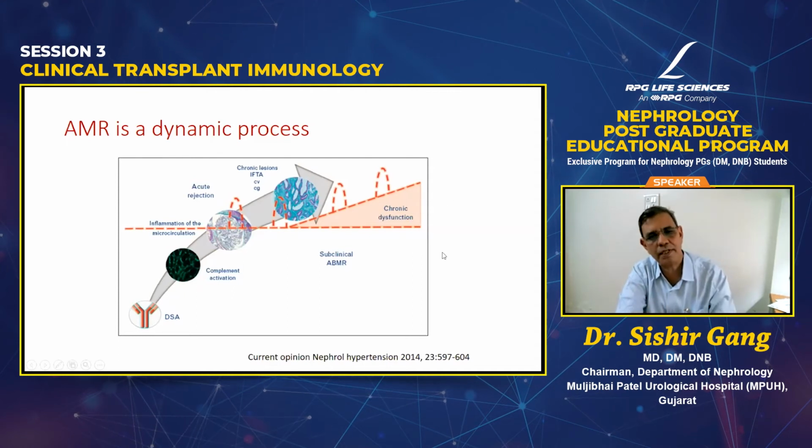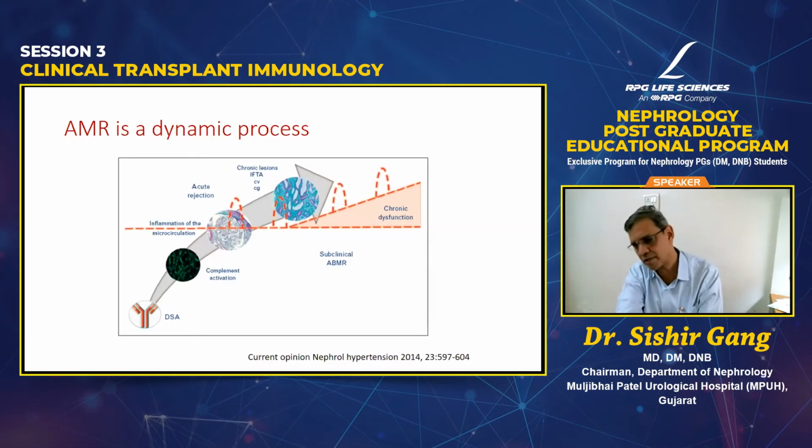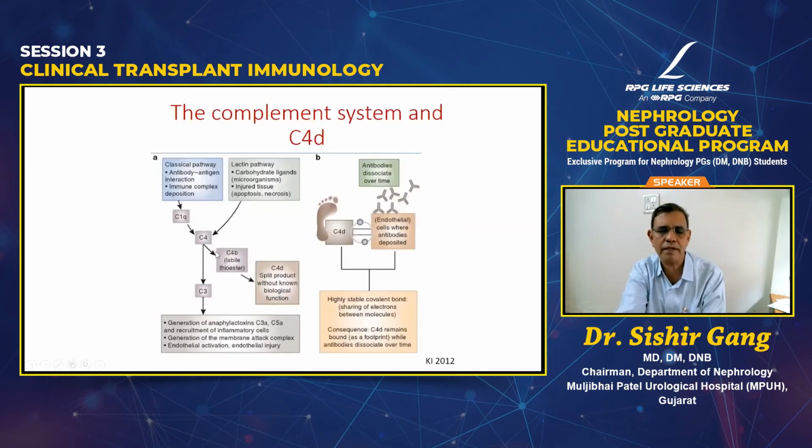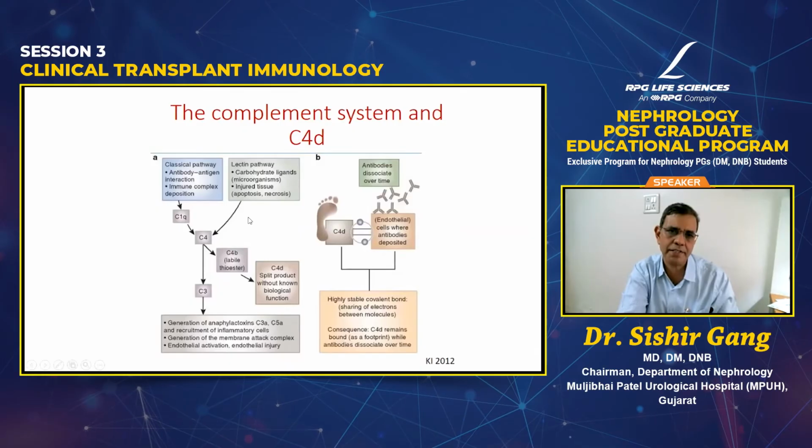So this is just to tell you that not all antibodies will immediately damage the graft. They may cause slow injury and gradually damage the graft, keeping it nibbling onto the graft. So how do we detect the footprint of antibodies? One important thing is, as I said, complement activation, one of the pathways.